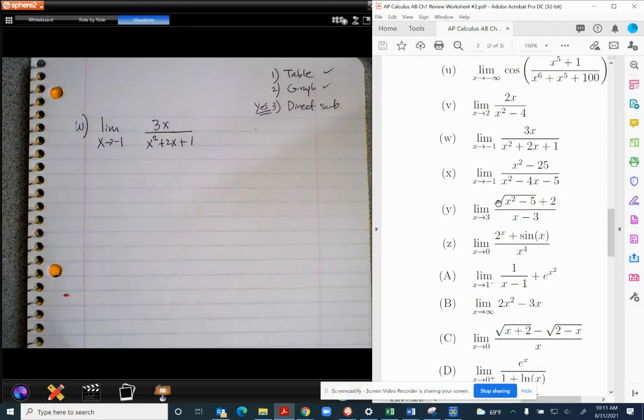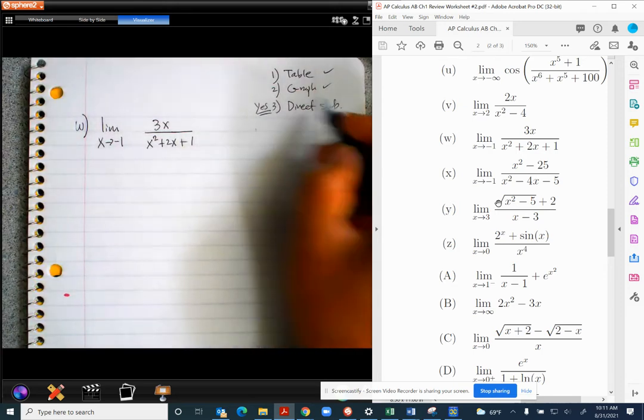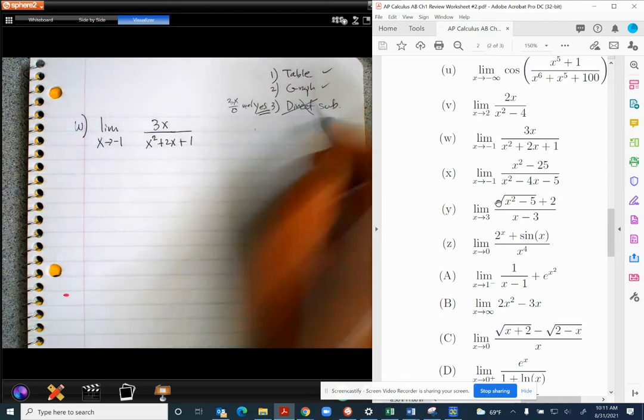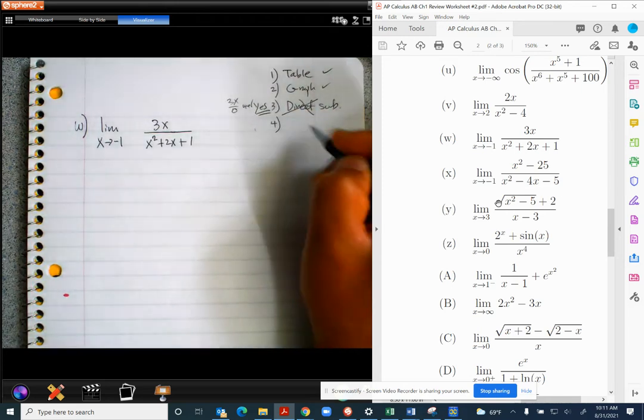Let's see if direct substitution works. Can someone tell me if direct substitution will work for this problem or not? It does not. You get 3x over 0, which is undefined, so this is no good. Okay? So if direct substitution doesn't work, then you want to use what else?